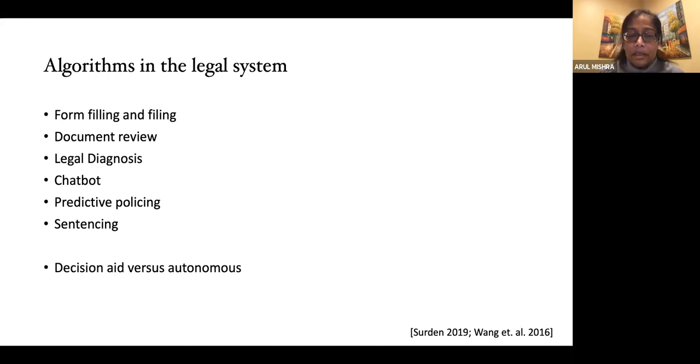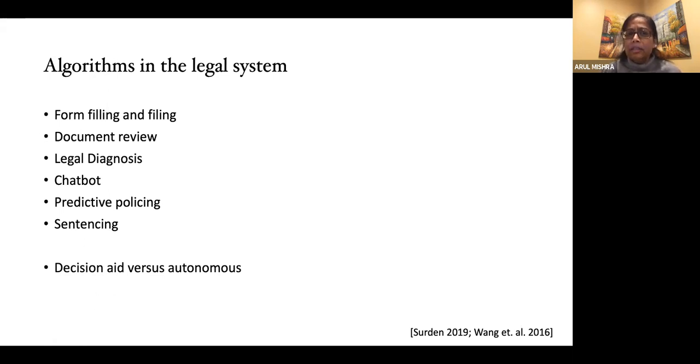I will be using a sentencing algorithm as an example in later slides. Essentially, in pretrial cases, algorithms are being used to come up with a risk score, right? To figure out whether a defendant should be allowed out on bail or not. So algorithms are also helping in those kinds of sentencing predictions.